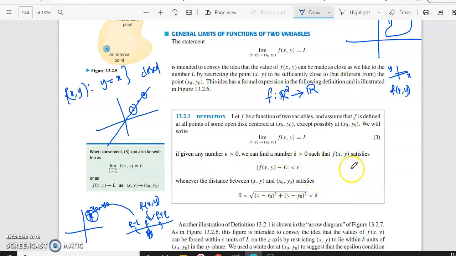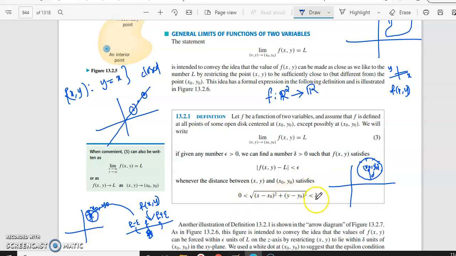If you have the equation, the meaning is that root of (x minus x naught) whole square plus (y minus y naught) whole square is less than delta. So that gives us a circle which is centered at x naught, y naught. 0 less than root of (x minus x naught) whole square plus (y minus y naught) whole square less than delta means that this point is not included, and the boundary is also not included. So this is a circle which is centered at x naught, y naught with a radius delta.